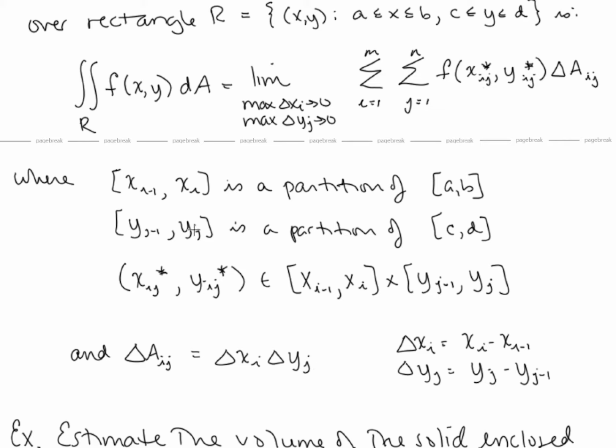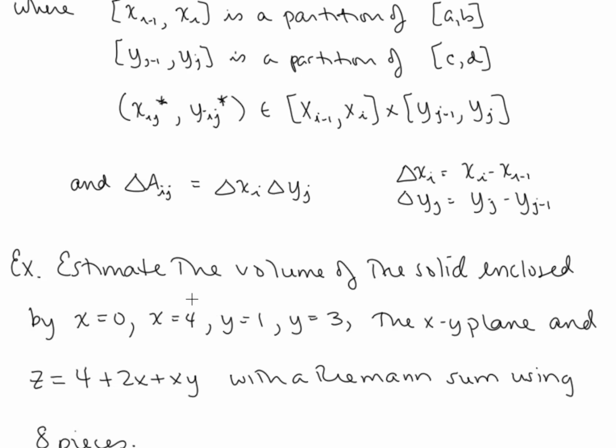Again, the xi and the yj are partitioning the intervals on x and y. And the star point is the one that's chosen at which to evaluate f and get the height of our box. So let's take a look at an example.